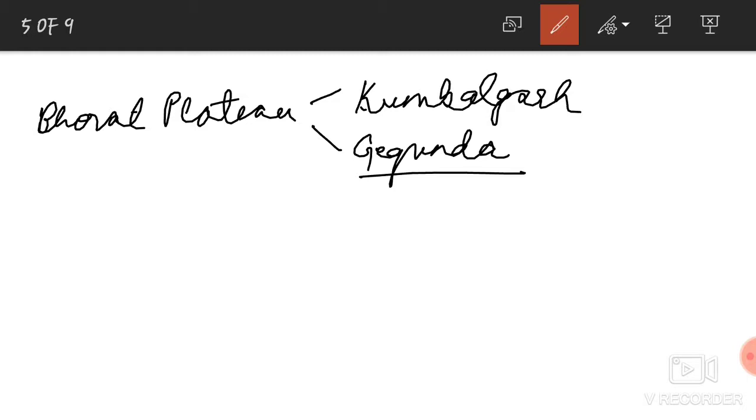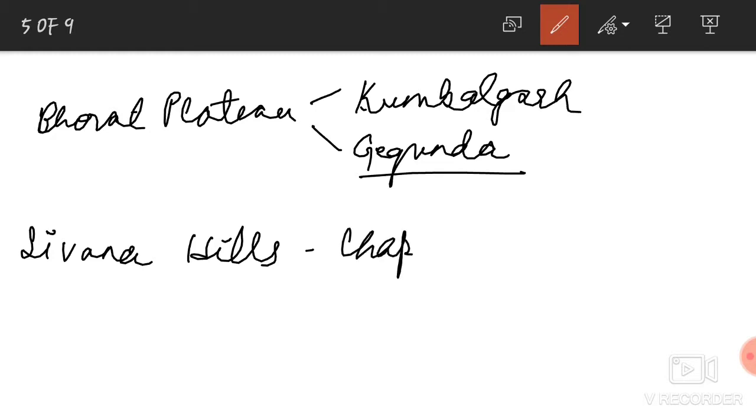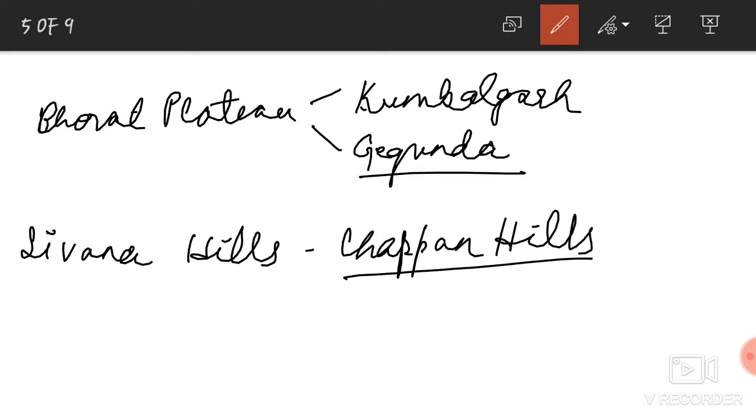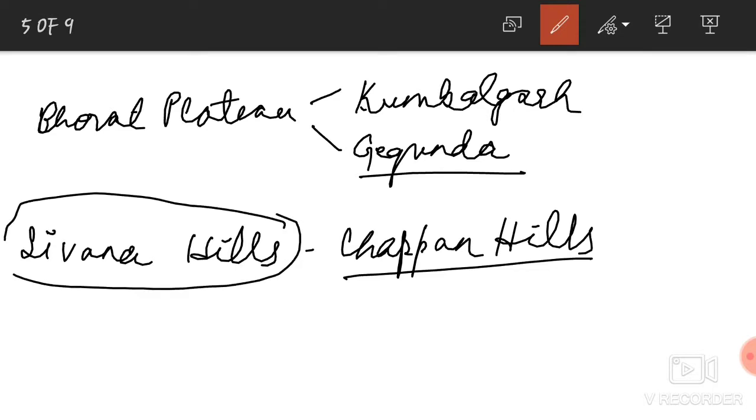One more thing that I forgot: the Sivana Hills are also known as Chhappan ki Pahadiyan, the hills of Chhappan. It is also known as Chhappan hills due to the round shape of the Sivana Hills.